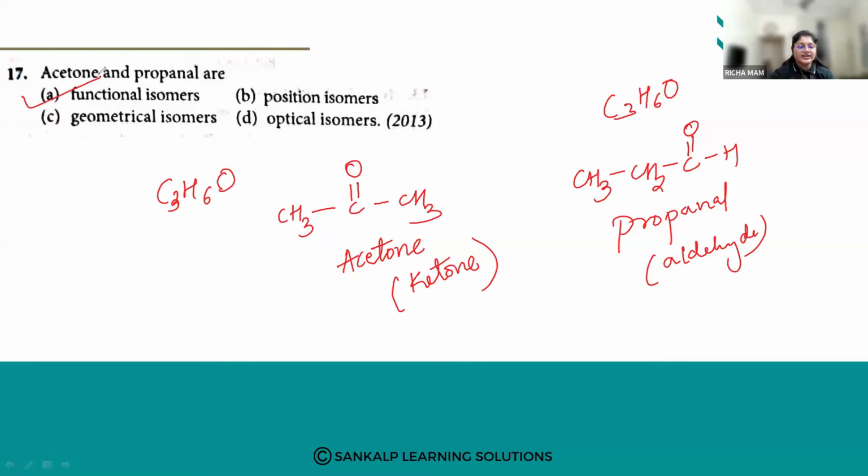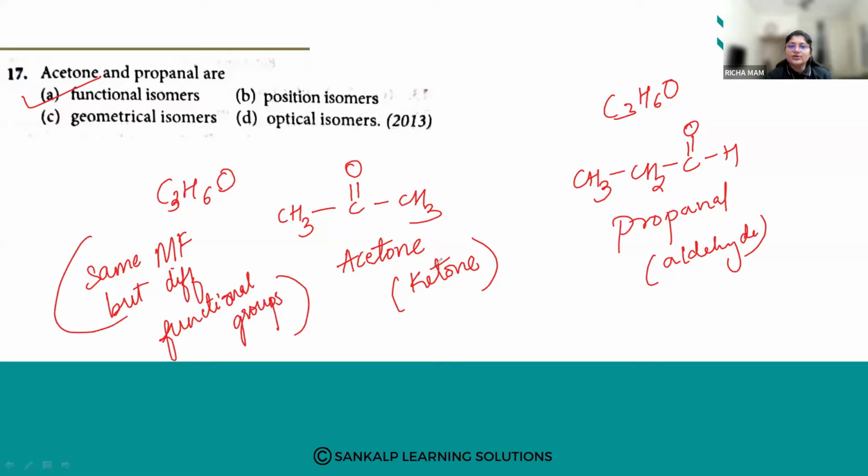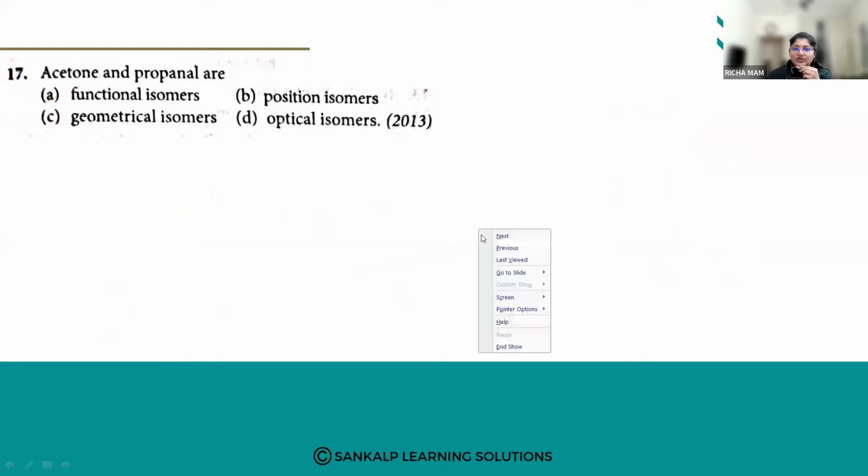So again, this is what? It is functional isomers, right? Same molecular formula but different functional groups. In one you have acetone, a ketone, and in the other you have an aldehyde. So it is a functional isomer. Option A. Yes, Hima has answered it correctly. Very good. Let us go for the next one.